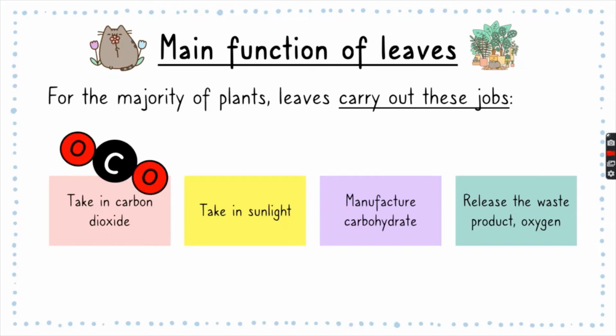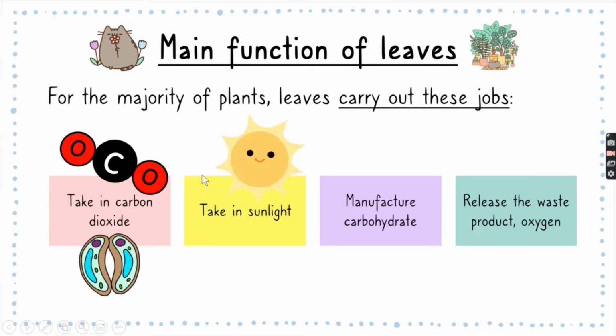So how do they take in carbon dioxide? They have these structures, the guard cells, that can be found at the bottom of the leaves. And what guard cells do is that they can open what we call the stomata, which is basically a hole underneath the leaves, so that the carbon dioxide can enter the inside of the leaf.